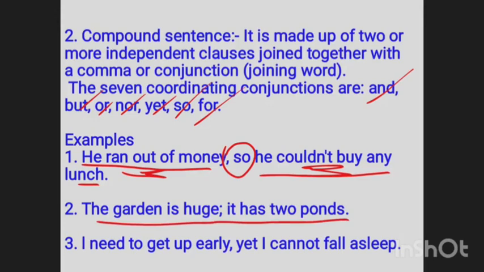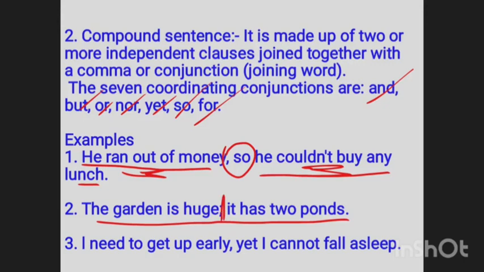Now this is another example of a compound sentence. The garden is huge is a clause. It has 2 ponds is another clause. Now I told you the clauses can be joined either by a coordinating conjunction or a comma. So in this case, we just have a comma joining them together.